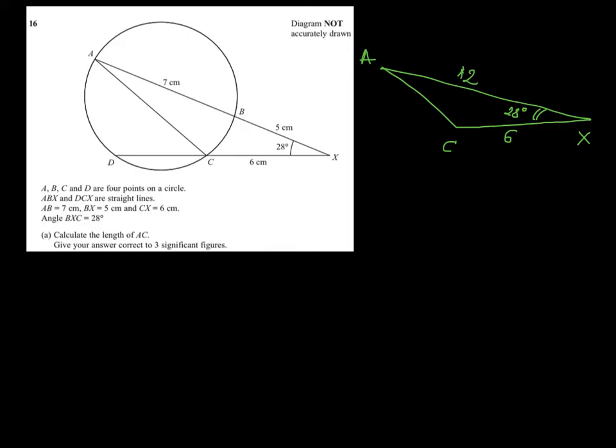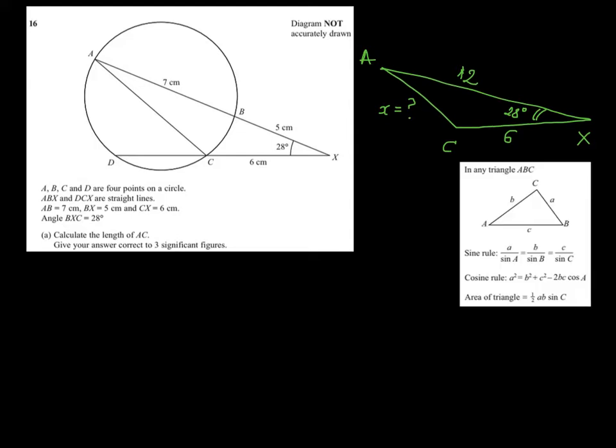Now I need to find the side AC, let me call it x. And it's clear that it's going to be one of the sine or cos rule. The triangle is obviously not a right angle triangle. So sine or cos rules. Let's look in our formula booklet. Here it is. Is it going to be sine rule or cosine rule? How to make a decision?